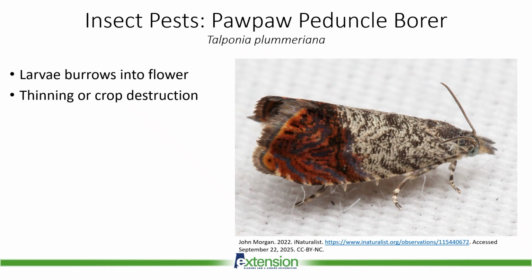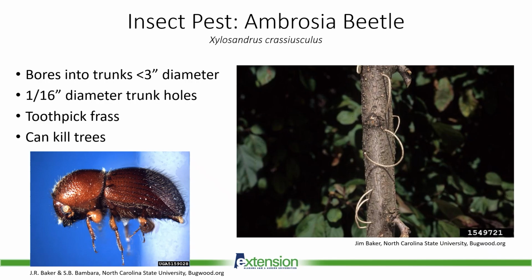Ambrosia beetle is a non-native beetle that can cause tree mortality in young pawpaw plantings. This beetle bores into trunks that are less than 3-inch diameter, causing frass to exit those entry holes. This can lead to tree mortality.